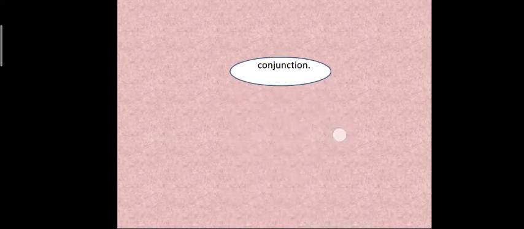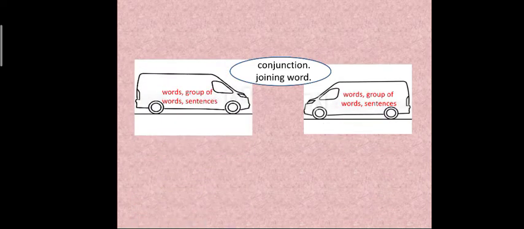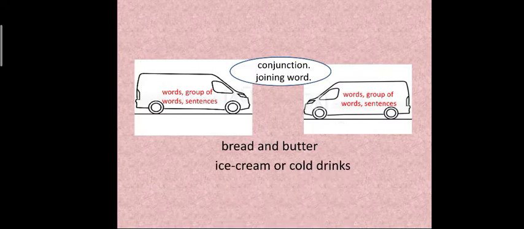Conjunctions: and, but, or, because. Conjunction is a joining word. It joins two words, group of words, or sentences. For example, bread and butter, ice cream or cold drink, the baby is healthy and cheerful.